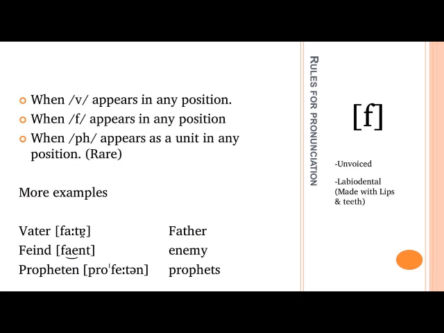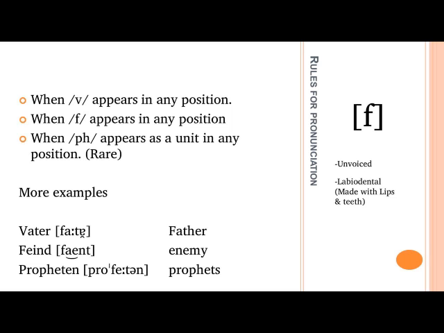The first one is when we have a written V, and that can appear at any position, usually in the beginning of the word and sometimes at the end. And when an F appears in any position, we have a f sound. And when we have a written PH appear in any position as a unit, we make the f sound. But this doesn't happen that often, but it's good to know about, especially if you're doing sacred music like Bach and Handel and that kind of stuff. And some examples of words with f are Vater, which means father, Feind, which means enemy, and Propheten, which means prophets.